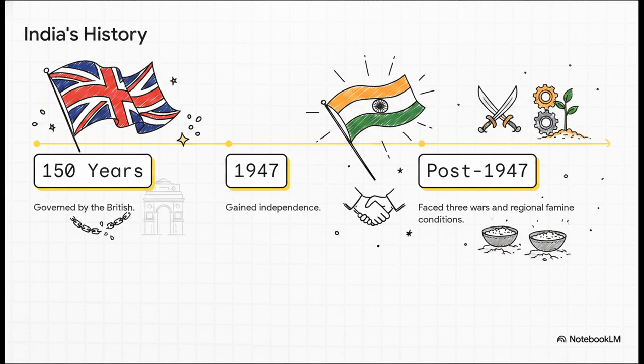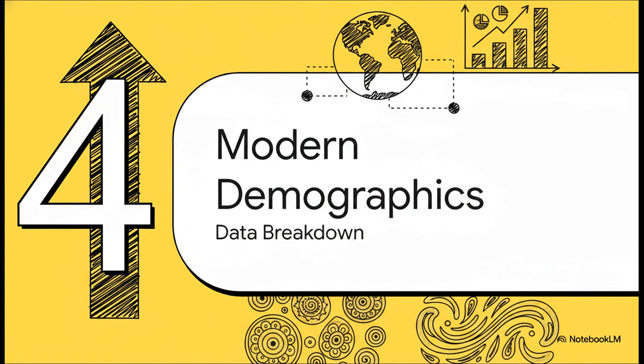So both of these massive republics had to forge their modern identities through some seriously intense hardship right out of the gate. Which brings us to Section 4, Modern Demographics. Let's dive right into the societal data.